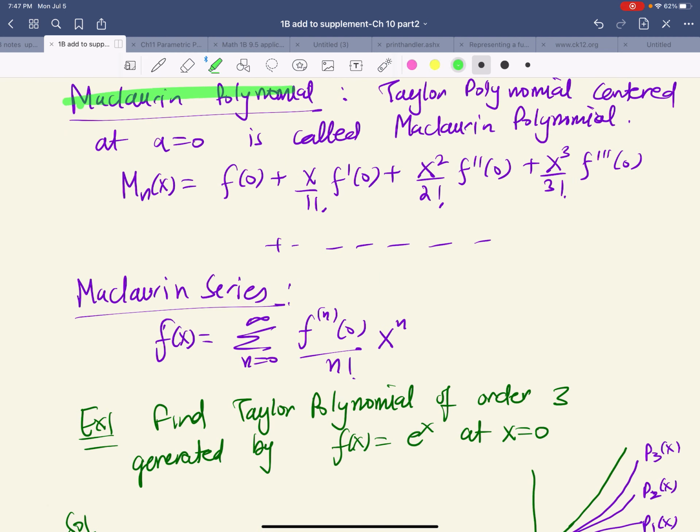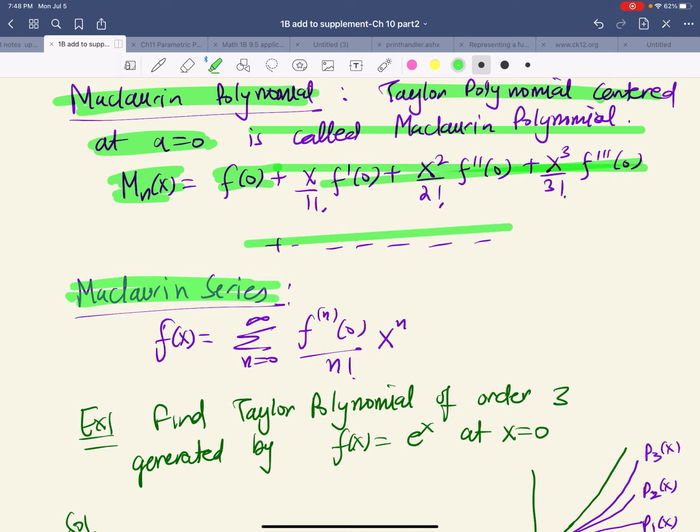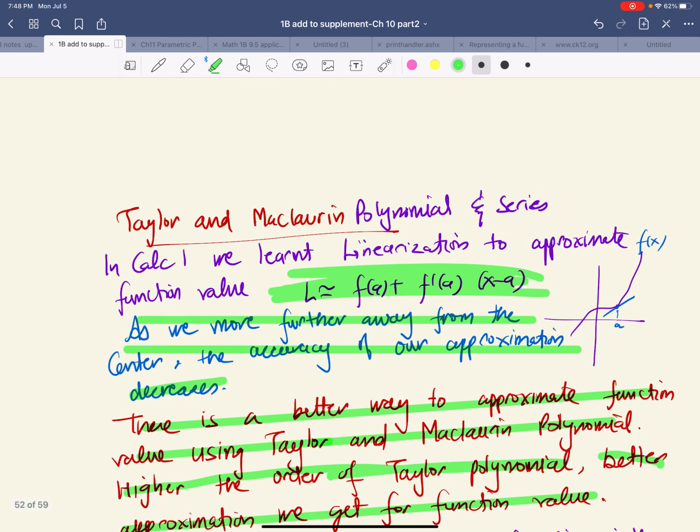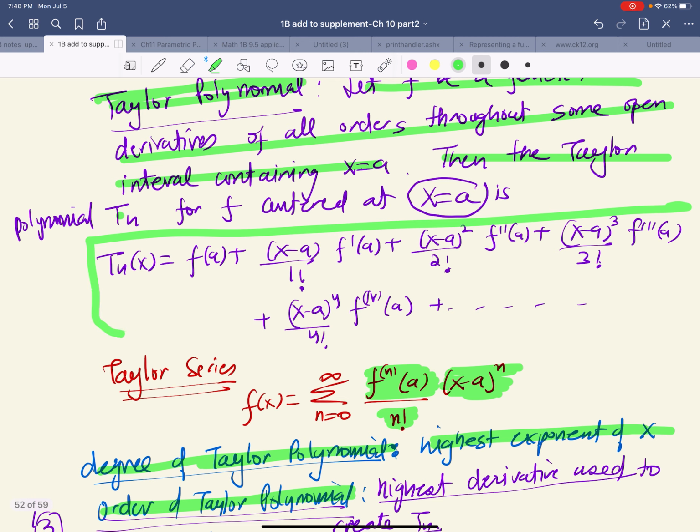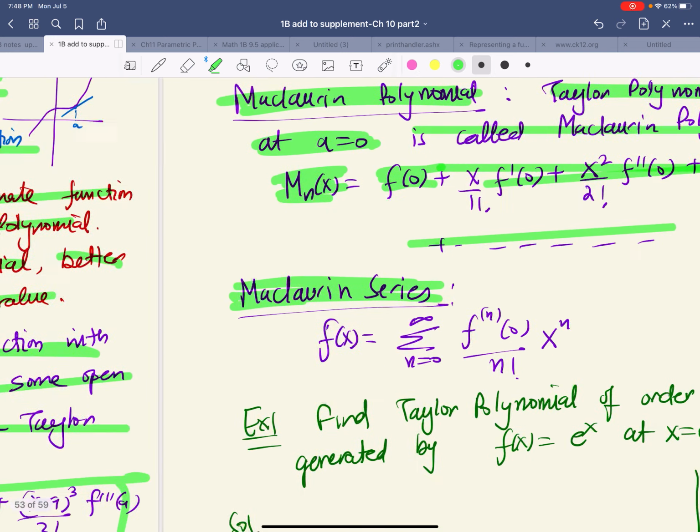The order of the Taylor polynomial is the highest derivative used to create Tn. Maclaurin polynomial. A Maclaurin polynomial is the Taylor polynomial centered at a equals 0. When we write the Taylor polynomial at the center a equals 0, we get the Maclaurin polynomial. So Mn(x) can be written as f(0) plus x over 1 factorial f prime of 0 plus x squared over 2 factorial f double prime of 0, and so on. And we can write the Maclaurin series by generalizing: the summation from n equals 0 to infinity of the nth derivative at 0 over n factorial times x to the power n. So we're replacing every single a by 0 in the Taylor polynomial, and that gives us the Maclaurin polynomial.